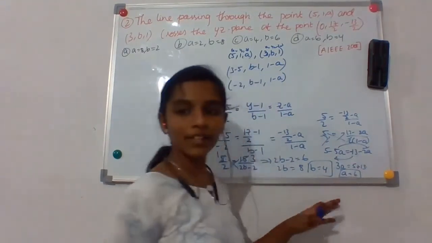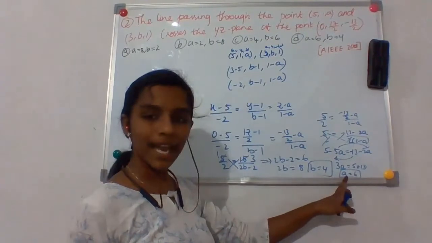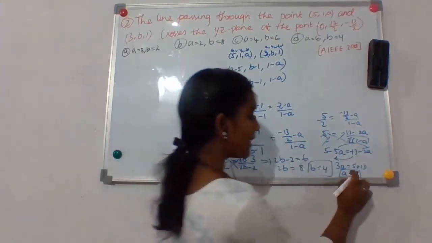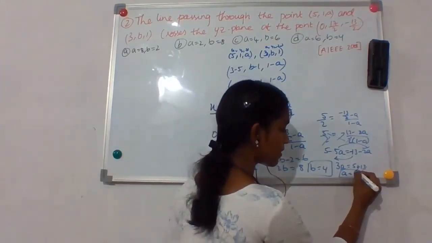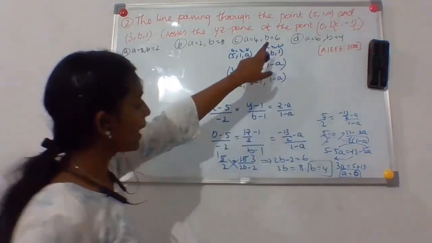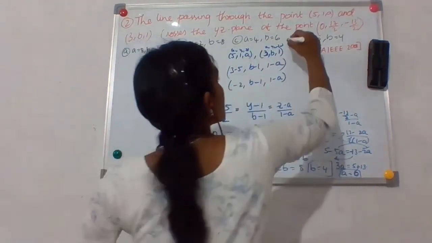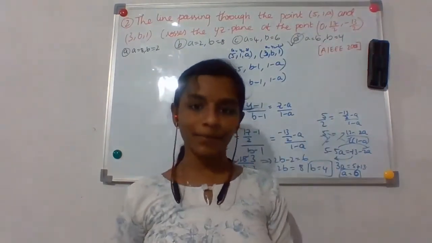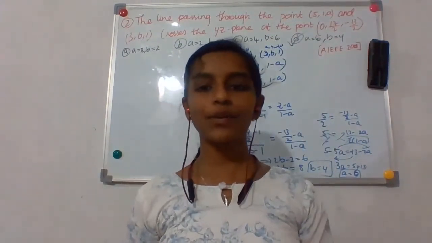So I have got the values of a and b. a is 6 and b is 4. Where do I have the option? This is the one. So D is the correct answer. Okay. So now let us move on to the next question.